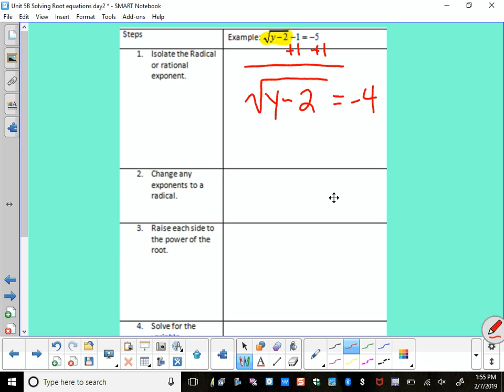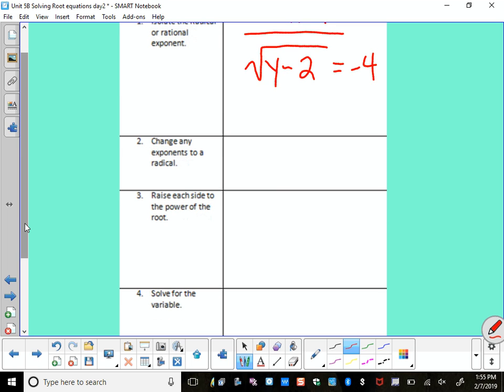Step 2 says to change any exponents to a radical. Do you see any exponents in this problem? No. So we can basically skip over step 2. I'm just going to rewrite it.